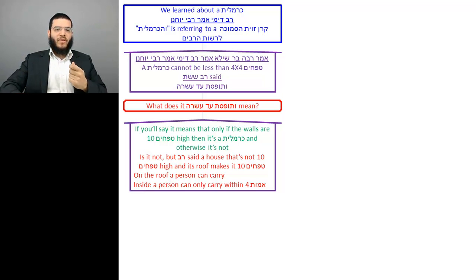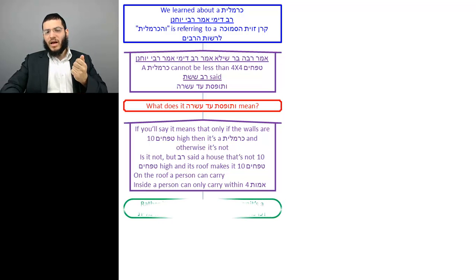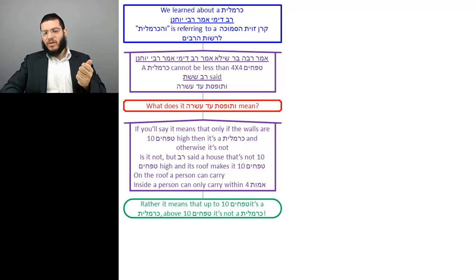How can we say that the v'tefeses ad asara means that it has to have walls that are 10 tefachim high? Here we see the total opposite. That once it's 10 tefachim high, which is on the roof, it becomes a reshus hayachid. However, if it's not 10 tefachim high, like inside, then there's an issur to carry more than 4 amos. Then it's a carmelis. So the Gemara answers that v'tefeses ad asara means, rather, that up to 10 tefachim it's a carmelis. Above 10 tefachim it's not a carmelis.